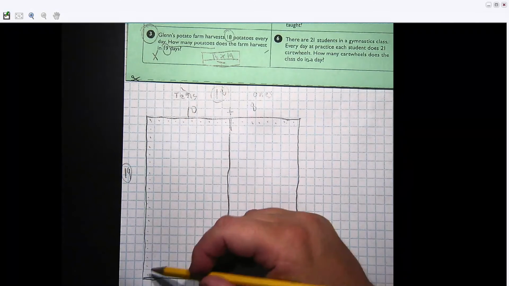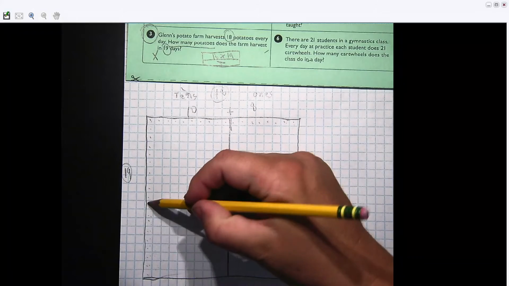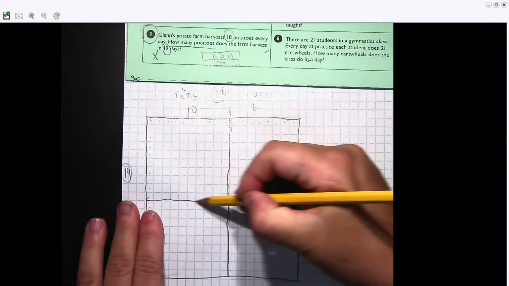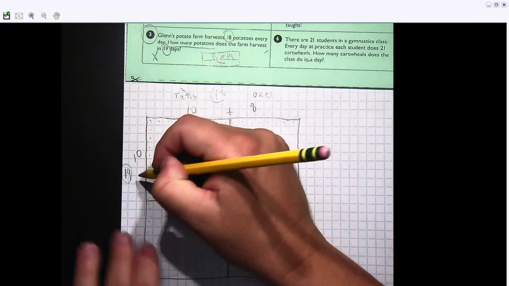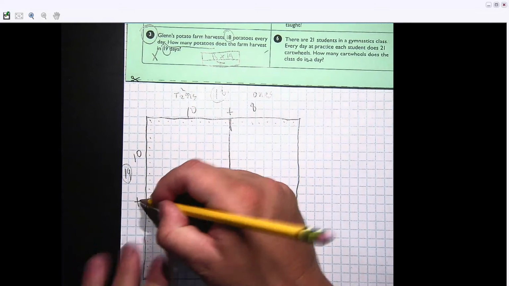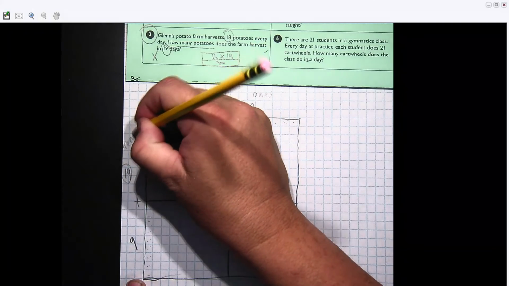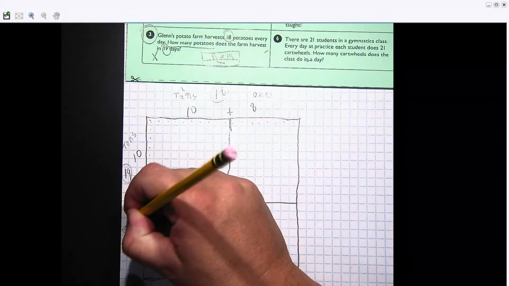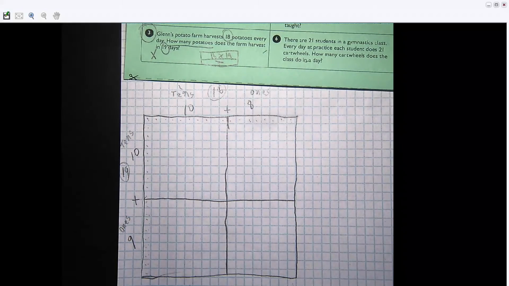Then I'm going to count up 9. 1, 2, 3, 4, 5, 6, 9. I'm going to draw a line here, and I'm going to break this number into place values. 10 plus 9. This is the tens and the ones. So now I have an accurate representation of this problem.